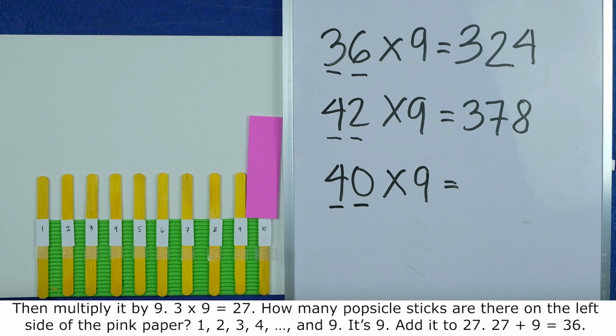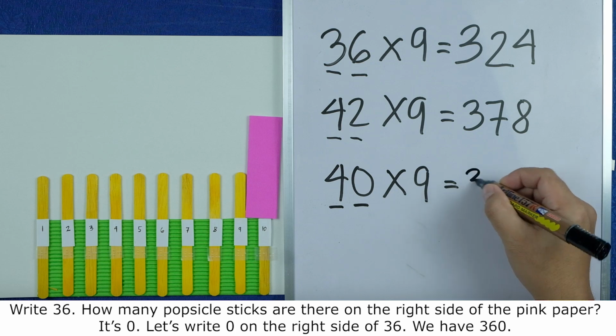Now, how many popsicle sticks are there on the left side of the pink paper? Let's count. 1, 2, 3, 4, 5, 6, 7, 8, 9. So it's 9. Add 9 to 27. So 27 plus 9 is 36. Rewrite 36.